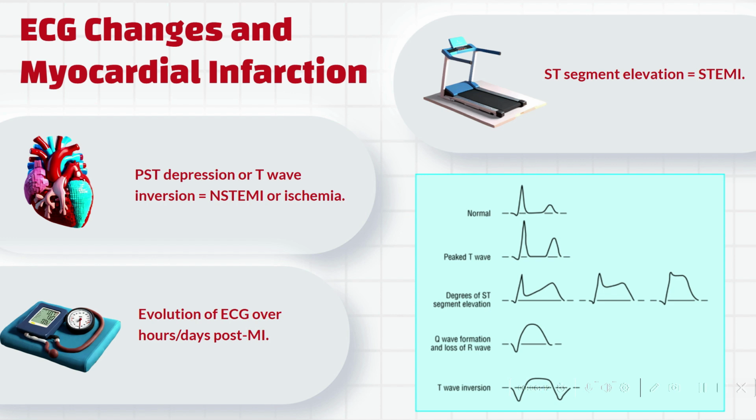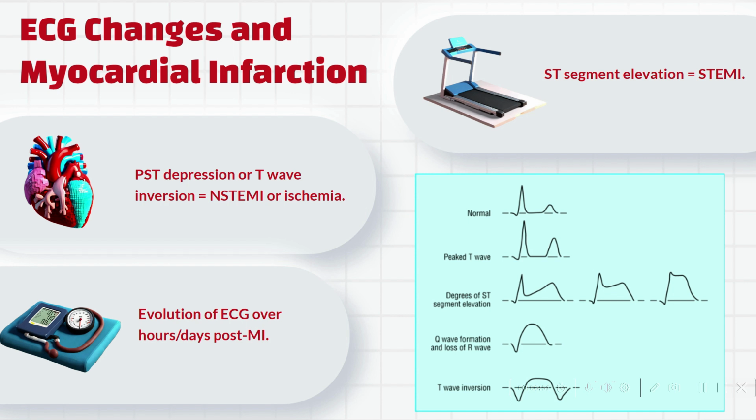In contrast, the ST segment depression or T-wave inversion could suggest a non-ST elevation myocardial infarction or a myocardial ischemia, where the damage is usually less extensive but still clinically significant. These patterns reflect partial blockage or reduced blood flow, and they also guide clinicians in choosing an appropriate treatment strategy.